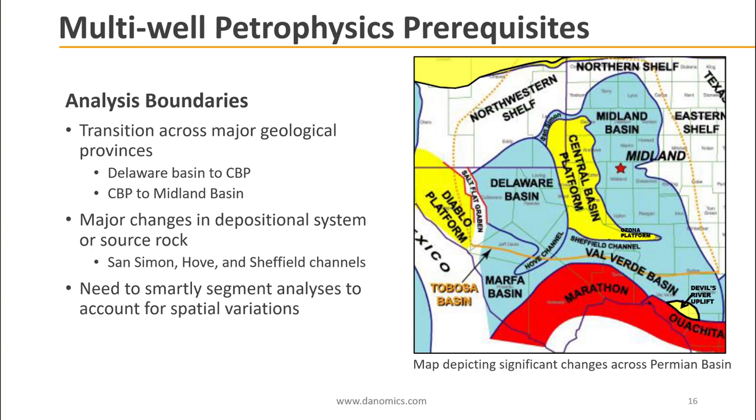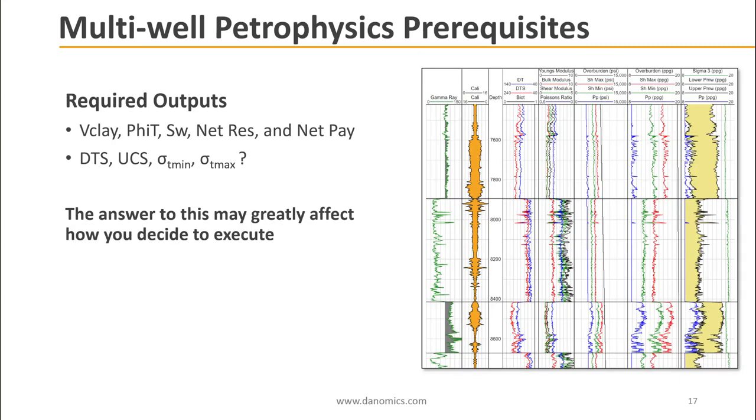So in the physical sense, for example, as we're moving from somewhere like the Delaware Basin across the Central Basin platform into the Midland Basin, we are going across vastly different geological provinces. So you need to segment your analysis smartly because you can't fit them all in one analysis. Like the changes in depositional system are just too substantial. So you need to make sure to split your analysis up and know where to put physical boundaries on it.